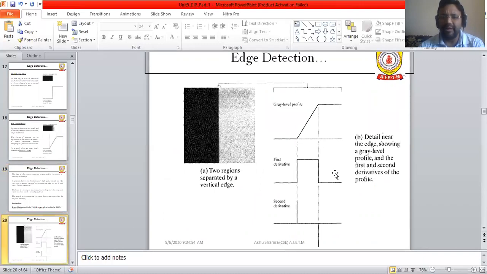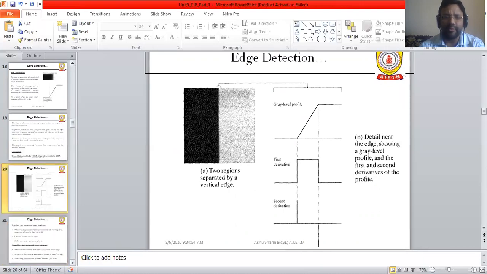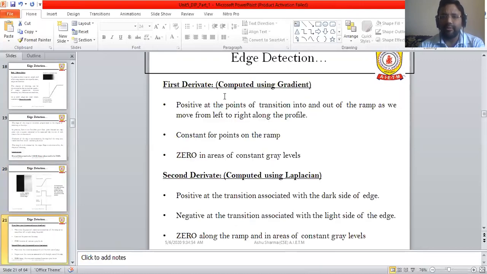This is the first order derivative, this is gradient, and this is the second order derivative, which is Laplacian. So the gradient is constant for points on the ramp and zero in areas of constant gray levels, and the second derivative is negative at the transition associated with the light side of the edge, and positive at the transition associated with the dark side of the edge.